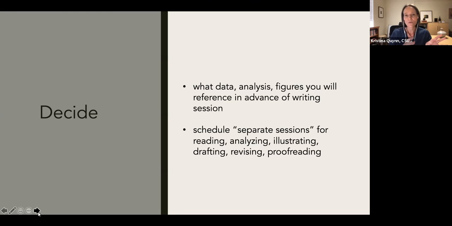If you can decide that before your writing session, that's part of your preparation. Super helpful for you being able to continue to digest and then think about how you're going to be writing about things later on. And I would schedule, if you can, separate sessions for reading, analyzing, illustrating, drafting, revising, proofreading.